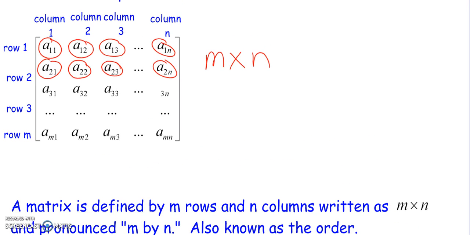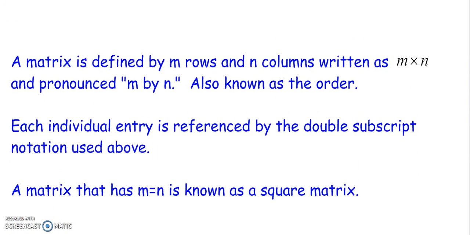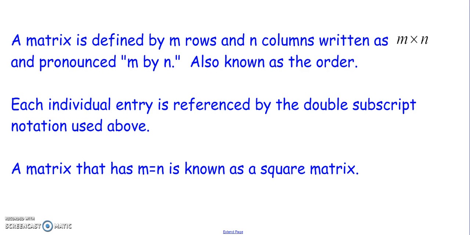When you want to talk about, say, the entry in row 3 that is also in column 2, that would be subscript 3-2, just for clarification. So that would be this one right here, because it's in row 3 followed by column 2. Now I know which specific point we are talking about. And if m is equal to n, meaning it has the same amount of rows and the same amount of columns, then it's known as a square matrix.